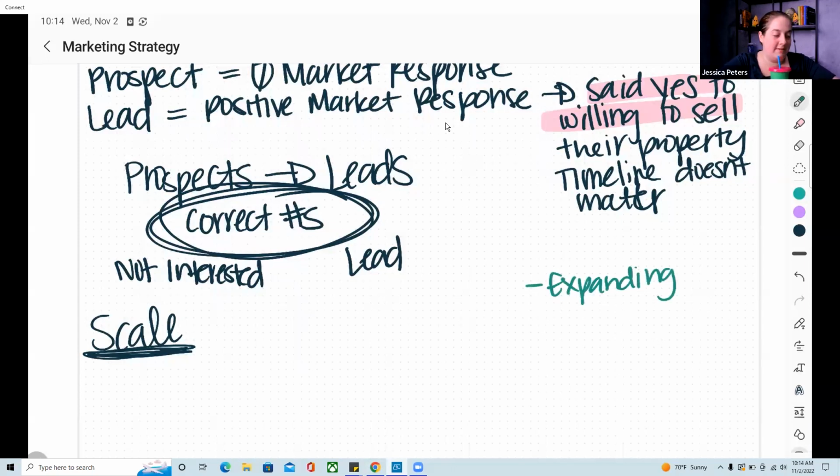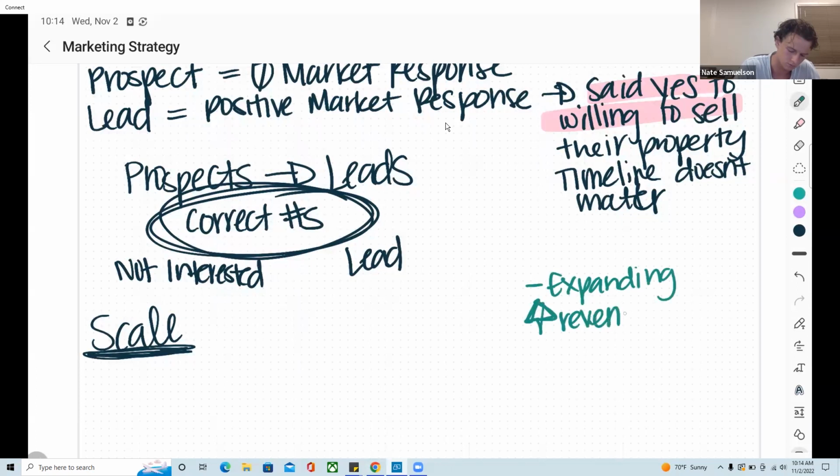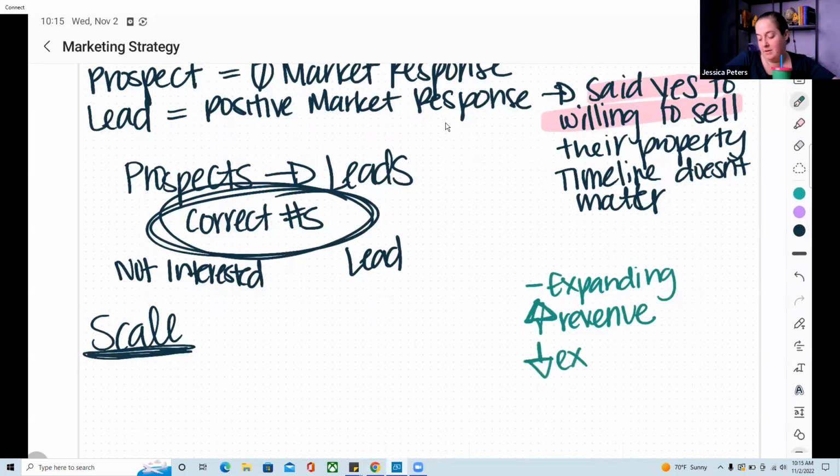Anybody else have an idea about what scaling means? Like, what are we trying to make more of? Higher revenue. Increase revenue. Is there anything else that we're trying to do as we're increasing revenue? Decrease expenses. There we go. That's the one that people often forget, right? And a lot of times we also want to decrease time.